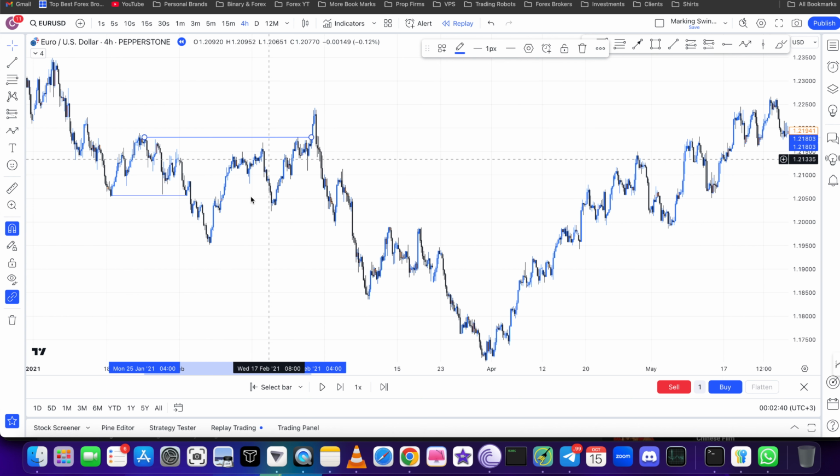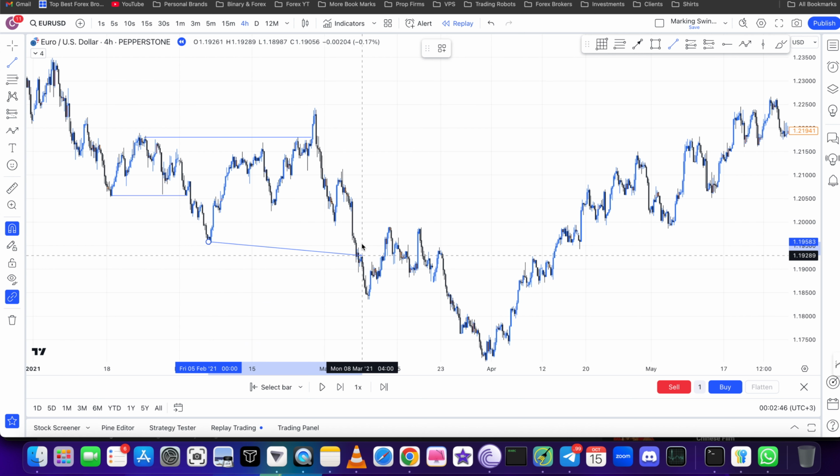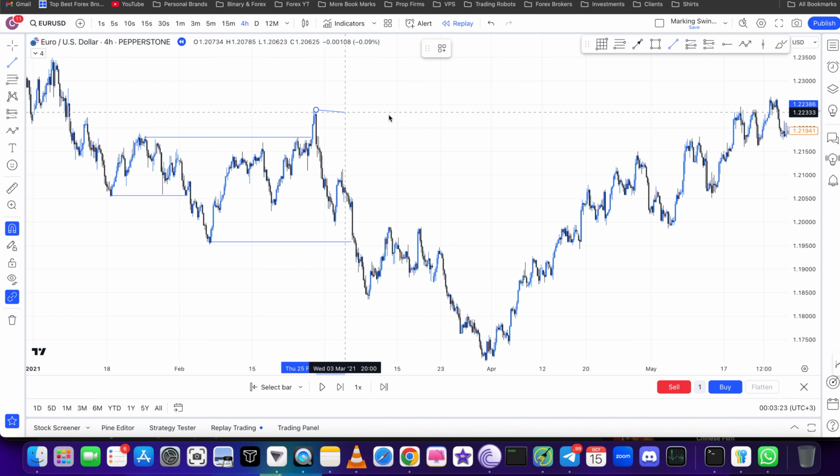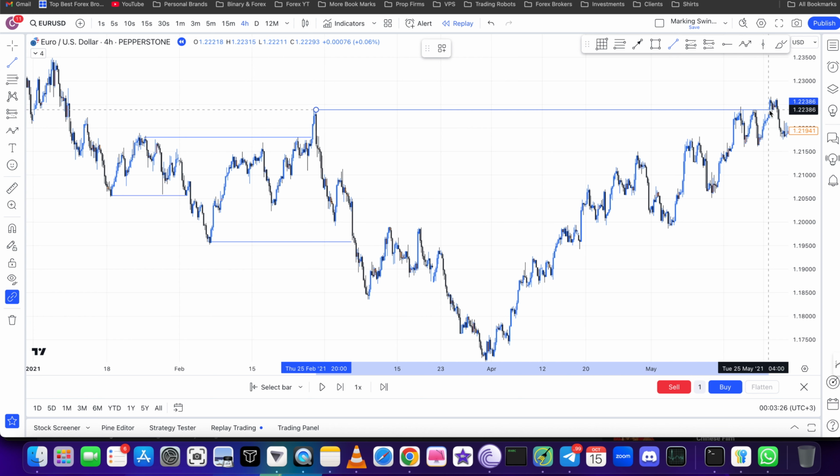We only assume that the market is going up until this low is taken out. Whenever this low is taken out, we still know that the market is still moving downwards. And there was a bullish move. But since this high here took up this low, then we assume that this is now our strong high. We only trade in between this high until it's taken out.